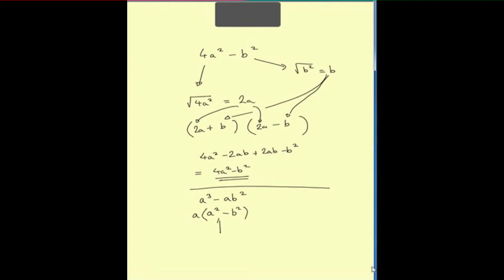So we can apply the difference of two squares rule to these terms inside the bracket. So if we square root a squared, we get a. We square root b squared, we get b. So we need to put a bracket within a bracket and put a in each one, b in each one, plus and then a minus. So the result is a brackets a plus b brackets a minus b, close brackets.